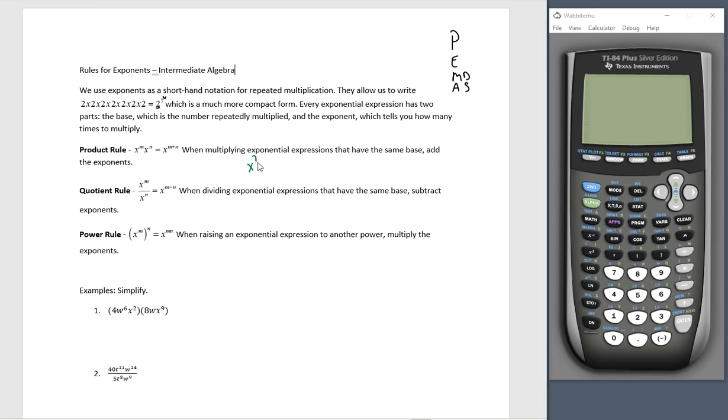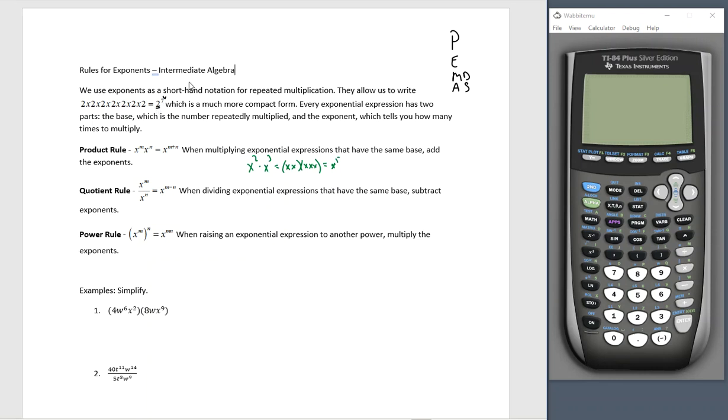Let's just take x squared times x cubed. Think about what x squared is. That's x times x. Think about what x cubed is. That's x times x times x. Well, what do we have here? We have x 5 times. And so 2 plus 3 gave us the 5. If we were to write it out, we get x to the 5th.